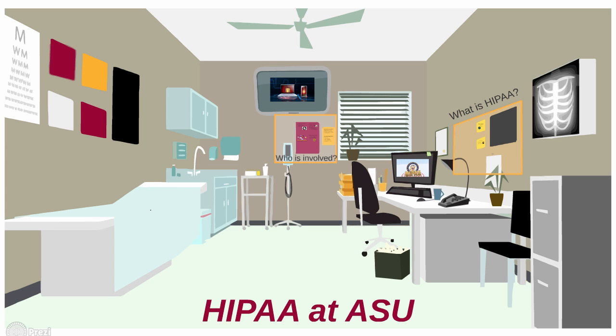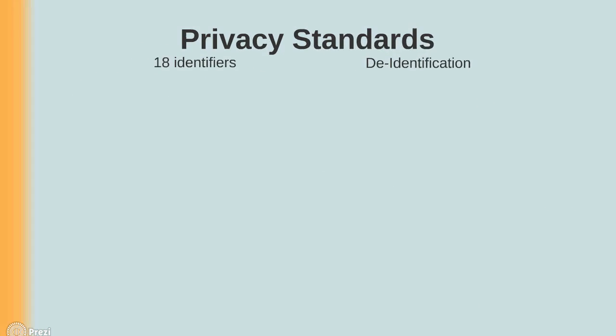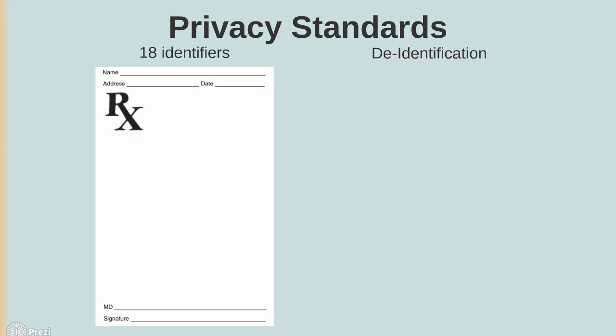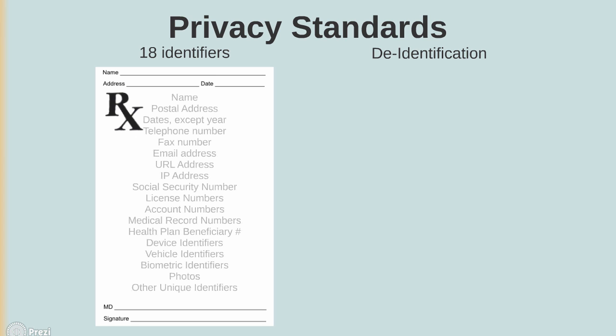Next on our list of topics is the privacy standard set up by HIPAA. There are 18 identifiers that qualify information as protected health information. These identifiers could be related to past, present, or future conditions of an individual. HIPAA privacy rules apply for information that is considered to be PHI.